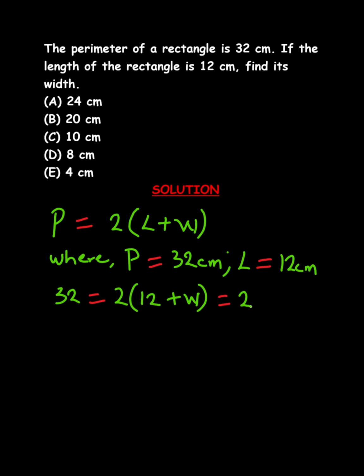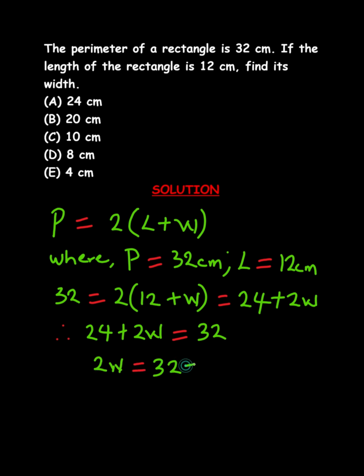is equal to 2 times 12 equals 24, plus 2 times width equals 2 width. Therefore 24 plus 2 width equals 32. Subtract 24 from both sides gives 2 width equals 32 minus 24, which is equal to 8. Divide both sides by 2. Width equals 8 divided by 2. 8 divided by 2 gives 4. Then the width of the rectangle equals 4 centimeters. The correct answer is E.